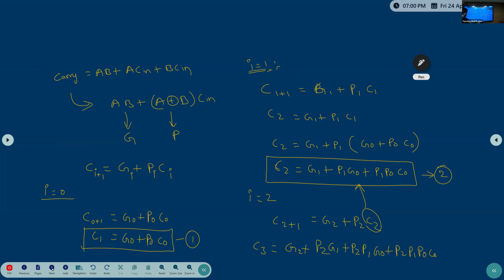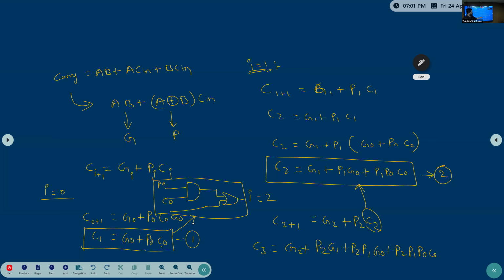So now how can I write this equation? Carry generation: G0 plus P0 C0 is there. How can I write this equation? I can write it simply: P0 and C0 I need to give to the AND gate. This is P0, this is C0. This is the AND gate, then G0 and this result I need to give to the OR gate. This is the circuit for this equation 1.